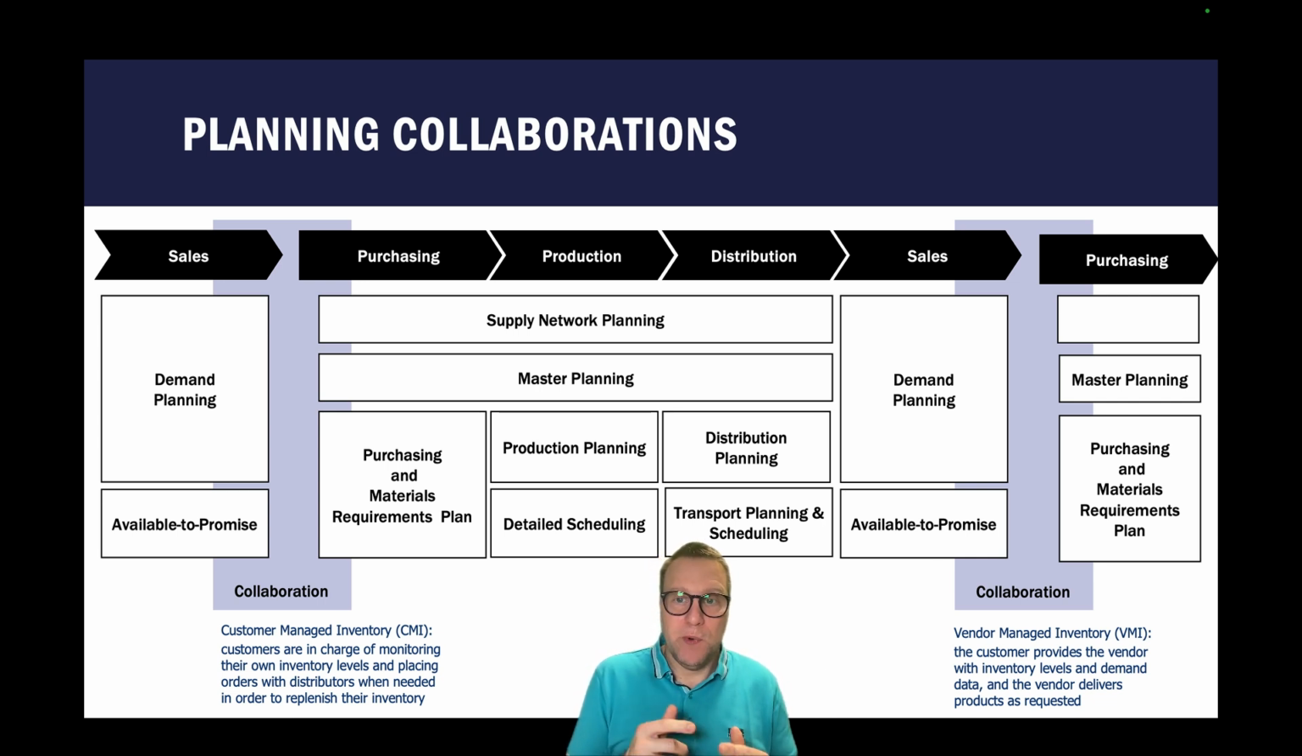You can as well think of it the other way around. So you are the vendor, you are again here in the sender. You have your customer, so you are for him a vendor and you are providing them with the inventory levels and demand data, and the vendor delivers the product as requested. That means if you go to one side or the other side, the overall idea is the same.